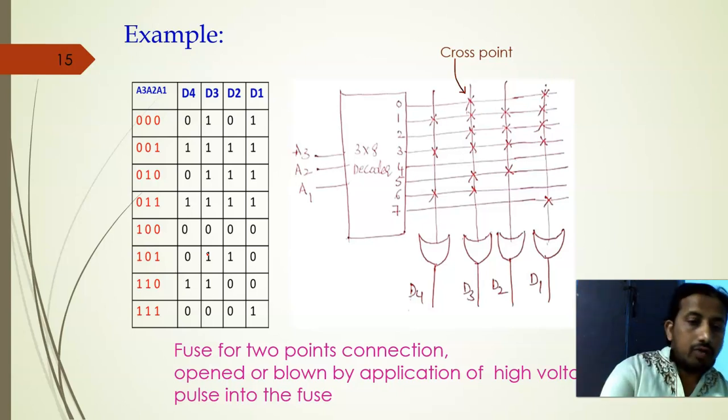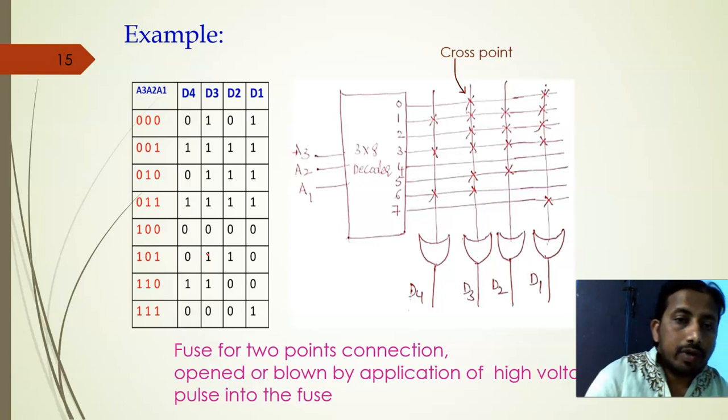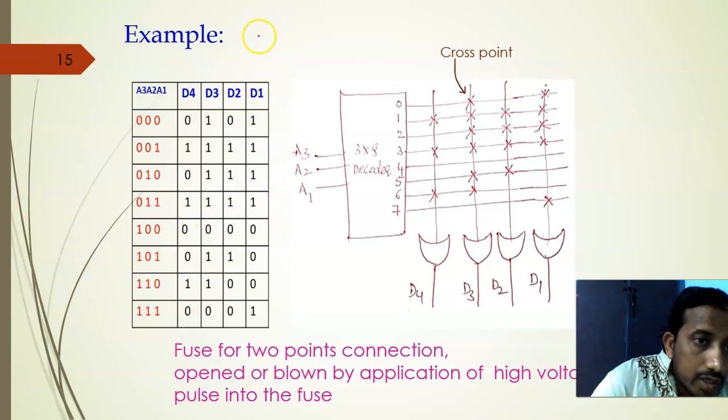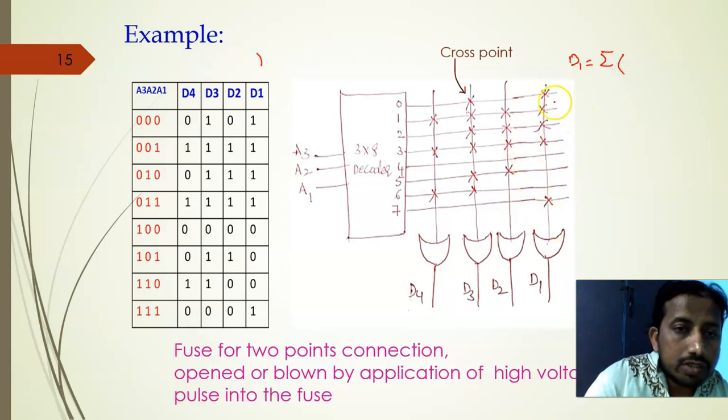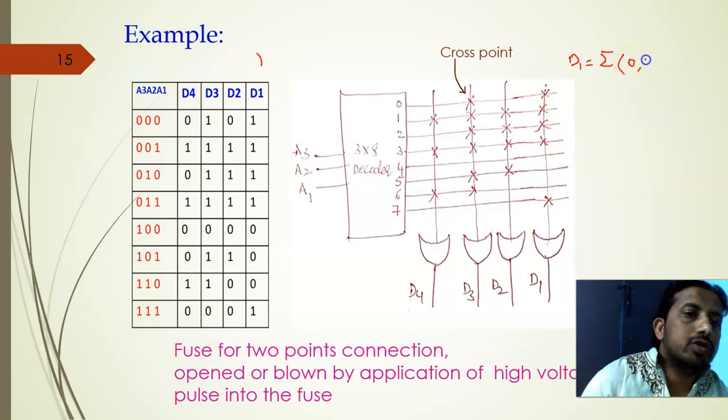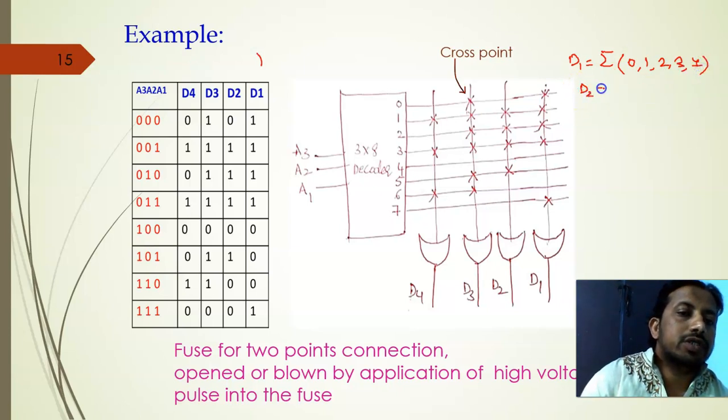Here, this is another function. Now, can you tell me the functions for this one? Coming to the first one, D1 is a summation of, I will write it over here, what are the terms? You can see 0, 1, 2, 3, 7. And D2 is a summation of 1, 2, 3, and 5.